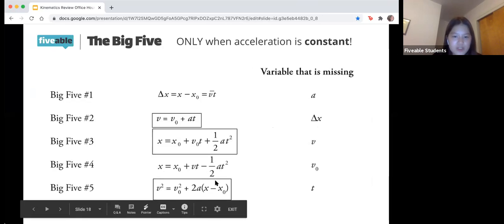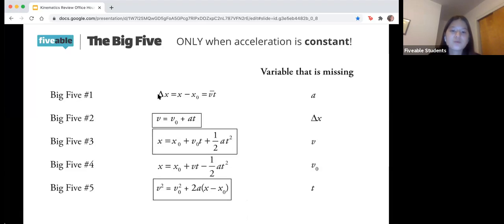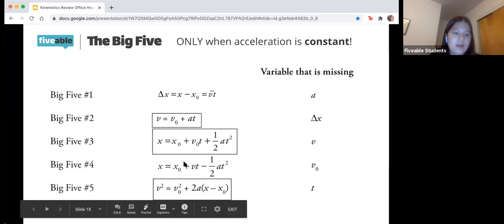Yeah, so I'm pretty sure this one is not on it. So if you want to memorize this equation, basically, big 5 number 1 is basically the definition of average velocity. We just moved x over, and then big 5 number 4. That's a mouthful. I'm pretty sure it's not on the table of information, but I have to double check.